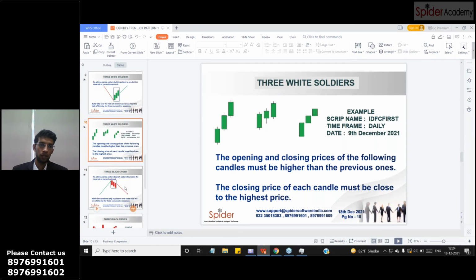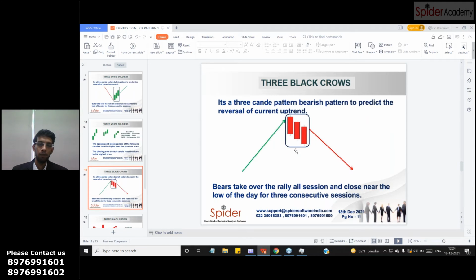And the last one is the three black crows. It's a three candle pattern which is exactly opposite to the three white soldiers: three consecutive red candles with a strong body, from which we can predict a reversal of the current upper trend. So after an upper trend, we can expect a reversal. The bears take over the rally and close almost near the day close or the day low for three consecutive sessions.